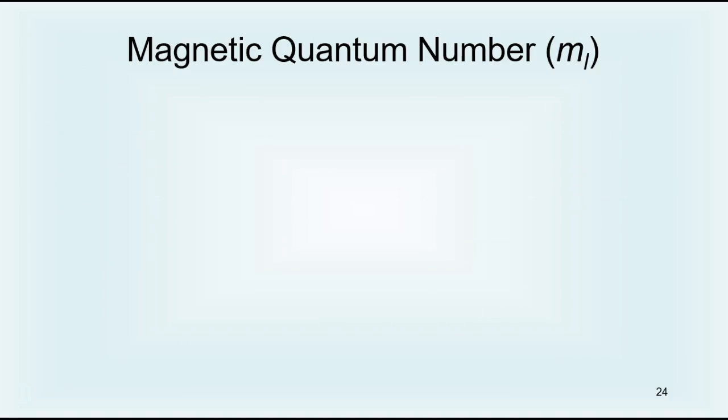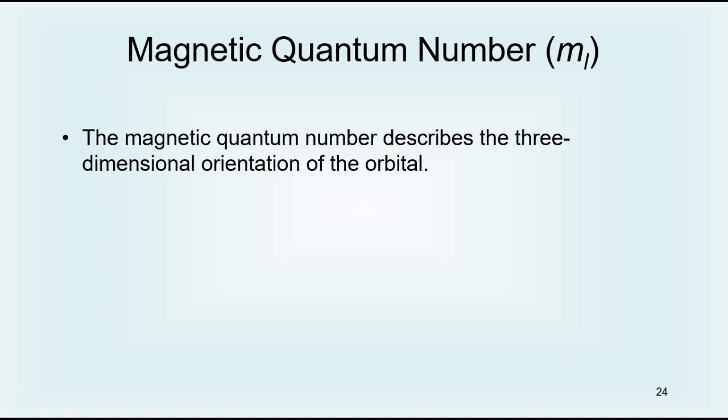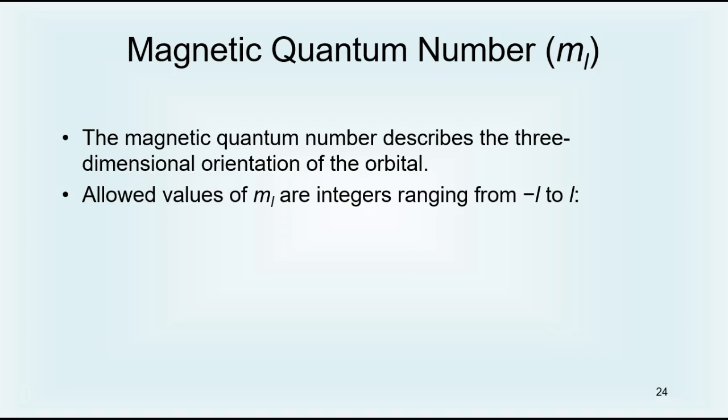Okay, then we've got the magnetic quantum number, which is designated m with a little subscript L, and this describes the three-dimensional orientation of the orbital. So there's our values ranging from negative L to L. So if our value of L is 0, then obviously that goes to 0. If we go to our L value of 1, like in the second energy level, for the P, then that means we've got 3, right? So it'll be negative 1, 0, and 1 for our m values.